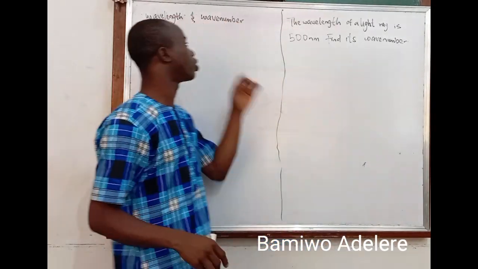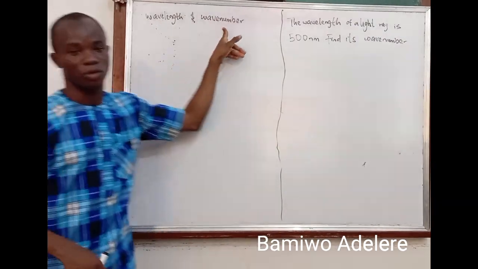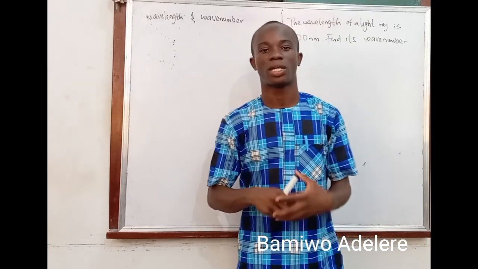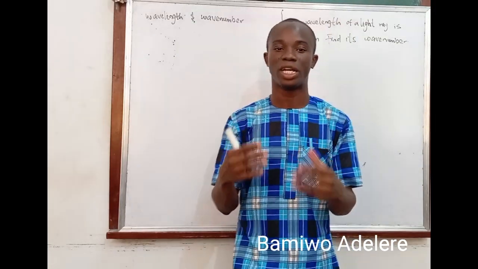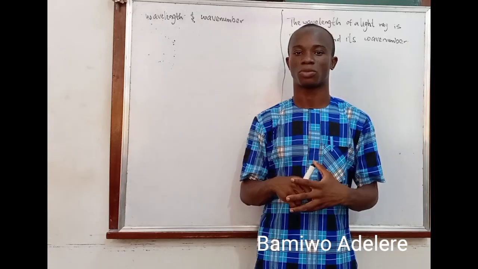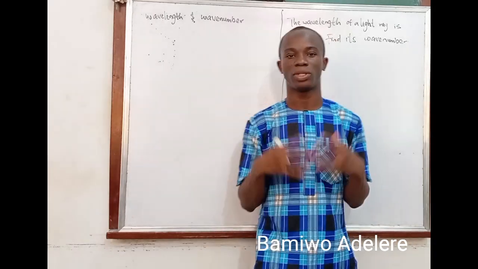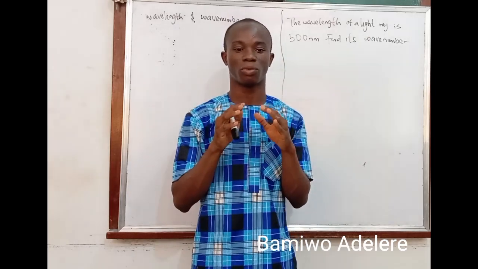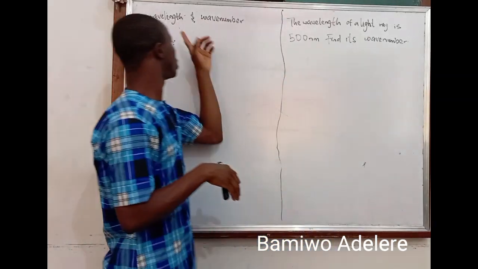In this section, I will be talking about wavelength and wave number. Why are these two quantities very important? They are very important because we are going to need them in subsequent topics we are going to consider under spectroscopic technique. For example, in UV spectroscopy, the major quantity of very importance is this.